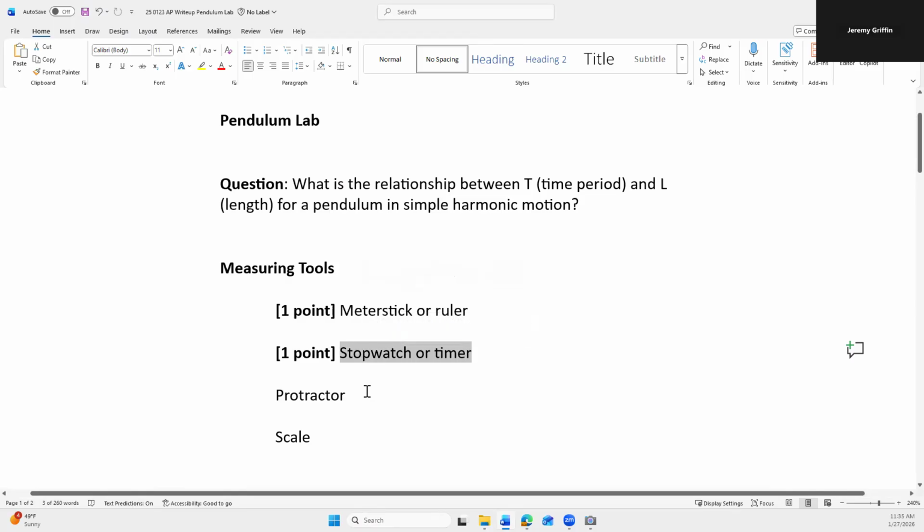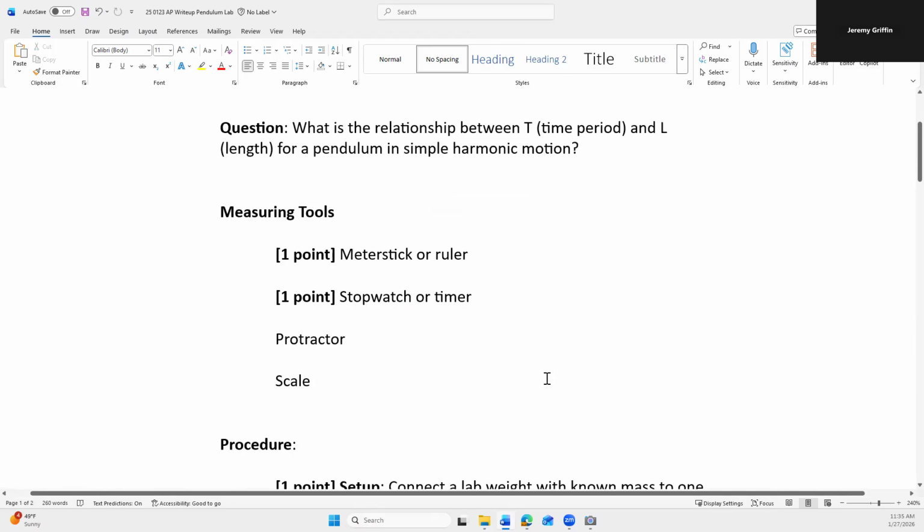Now, if you were changing the angle, I would definitely mention the protractor. And if you chose to change the mass, it's probably a good idea to mention either a scale or a triple beam balance. Okay. All right, so far we're up to 2 points. So everybody has a stopwatch or timer, and then one other tool depending on whichever was your independent variable.